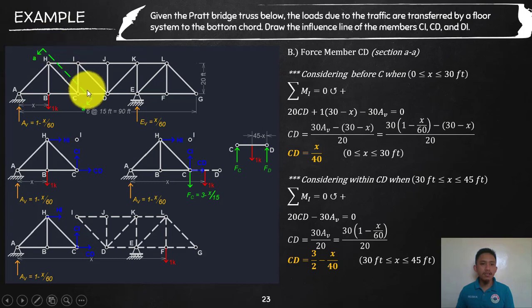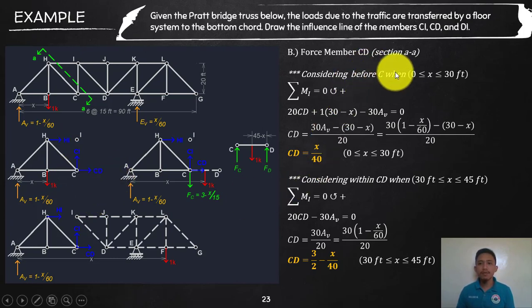When we cut the section AA, we actually expose also the member CD. So maybe I can still use that section, but this time, for me to cancel out the HI and CI, I will take a moment at I. I can do that even if that is not part of our section under consideration. That is still an imaginary point that we can use as a reference to cancel out the effect of HI and CI for me to get only CD.